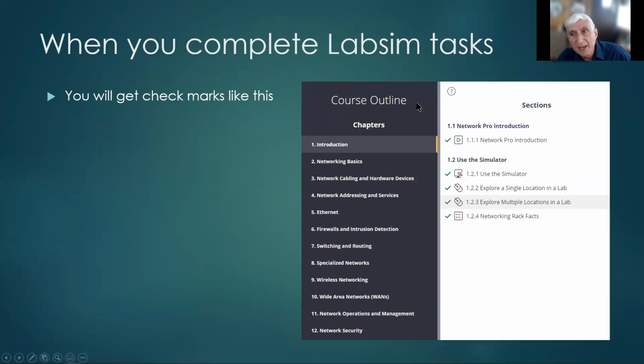And when you complete a task, you'll see check marks next to it. So when you go through each of the modules, you'll see check marks when you get it. But sometimes the check marks don't come up properly for facts.